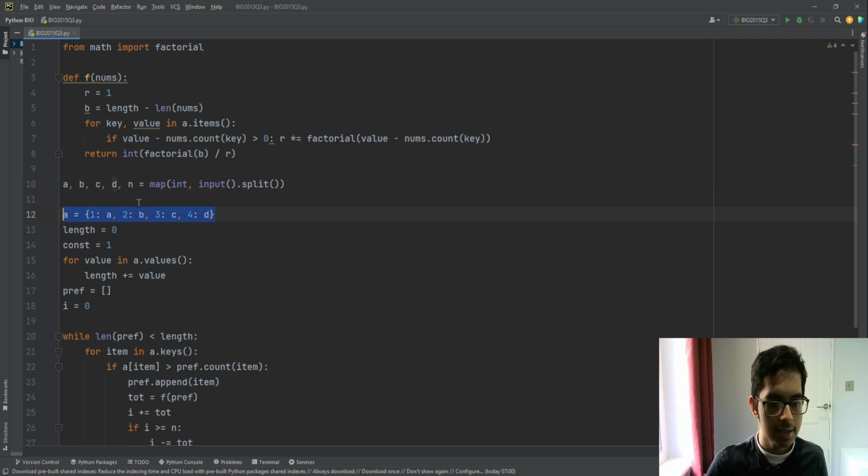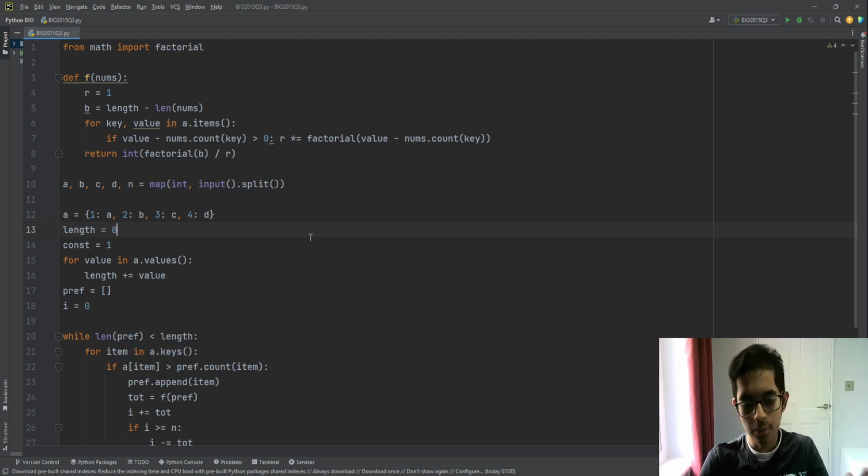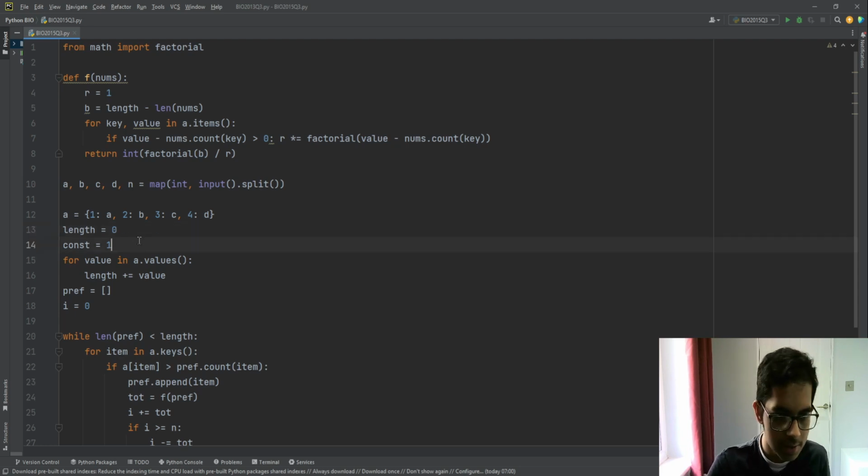And now we have this dictionary which pretty much stores the number of times each of the characters is present. And we initialize these variables, length and const, to 0 and 1. Length is basically the length of our string, the number of characters which we are 100% sure are part of the output string. So obviously initially it would be 0, since we're not sure of the placement of any of the characters as of now. And const is also a value which is basically the constant which we divide by.